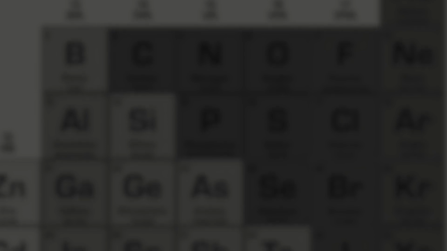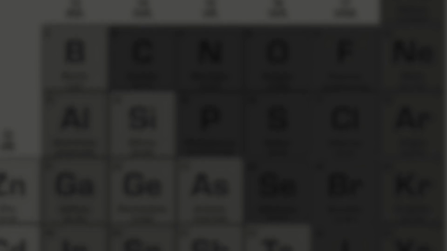Elements on the left side of the periodic table tend to be metals, which are malleable, ductile, and good conductors of heat and electricity. Elements on the right side, particularly in the upper corner, tend to be non-metals, which are brittle when solid, poor conductors, and are more likely to gain electrons in chemical reactions.